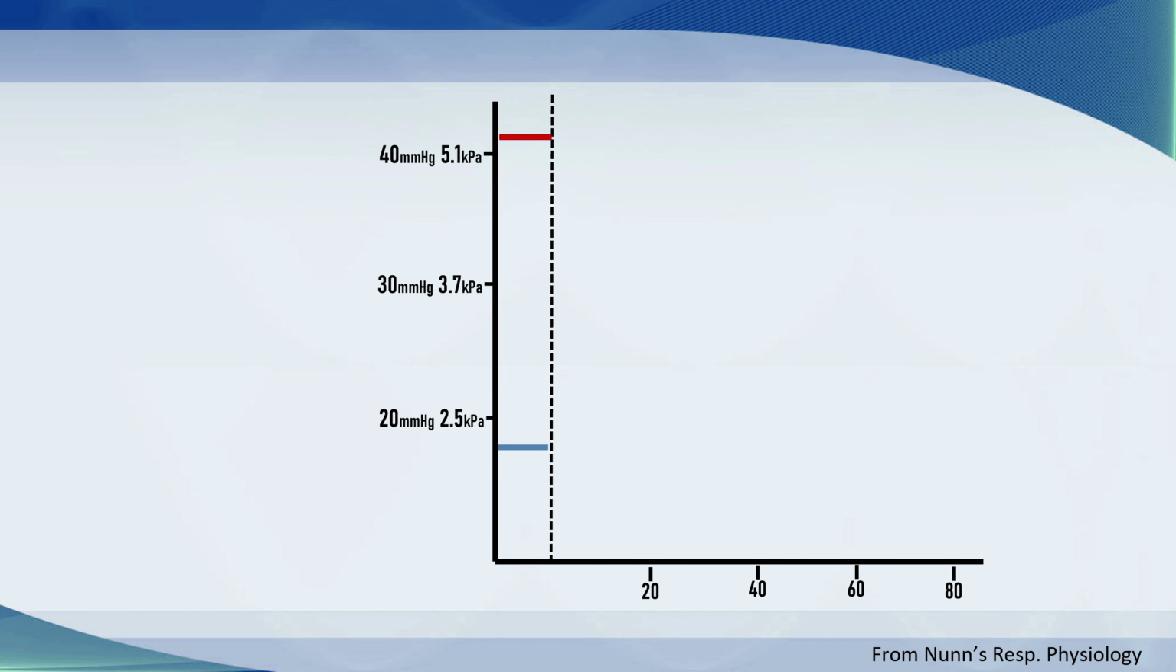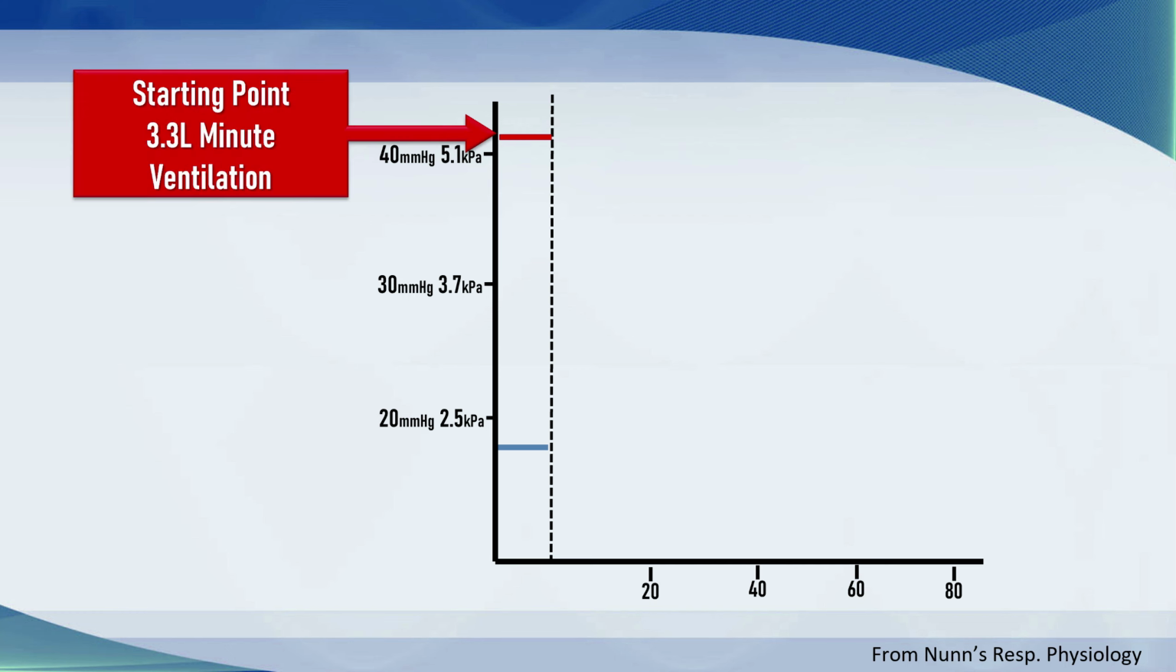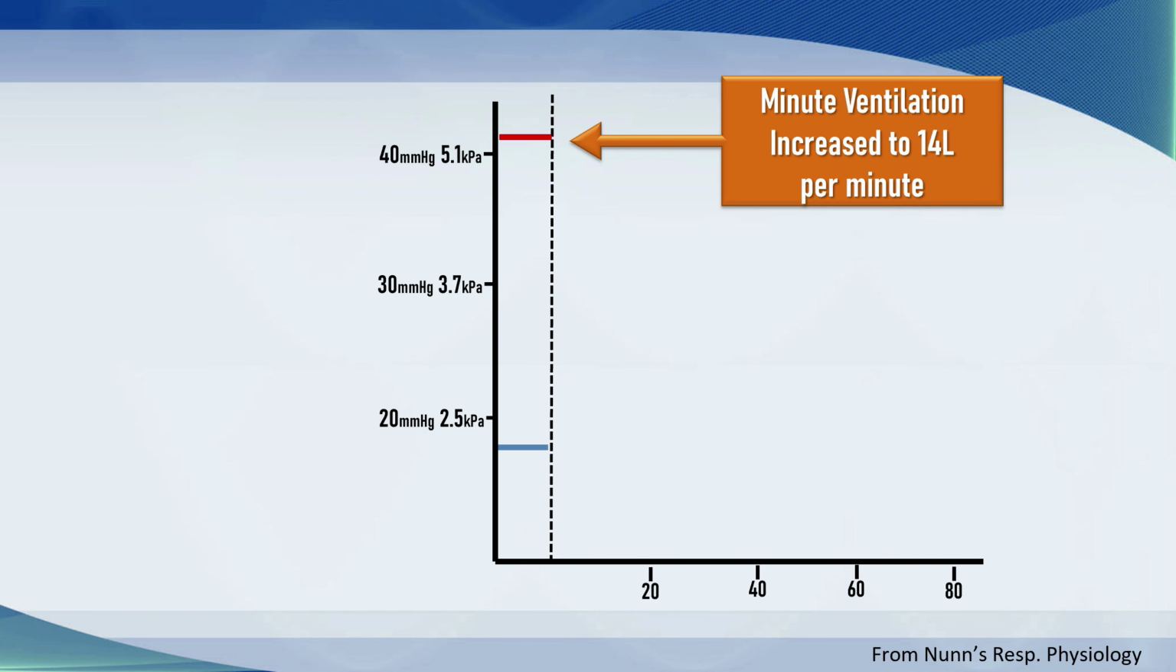Now that we know about the total CO2, we must understand the partial pressure of CO2 and how it can change when there are changes in ventilation. In this model from Nunn's physiology, we can observe a patient who has a partial pressure of CO2 of 44 millimeters of mercury or 5.3 kilopascals, who is receiving about 3.3 liters of minute ventilation. Now, watch what happens when the minute ventilation is increased to 14 liters. Look how quickly the PCO2 drops down to below 20 millimeters of mercury or 2.5 kilopascals. It really is skimmed off very rapidly.